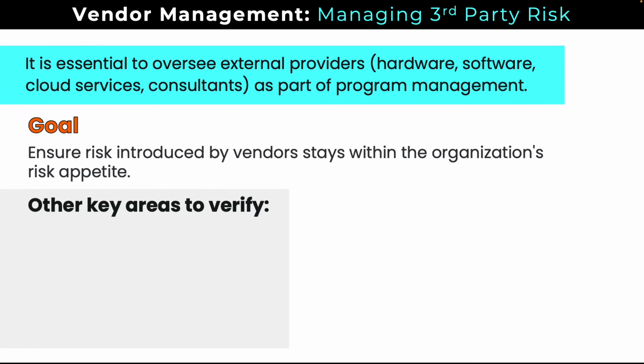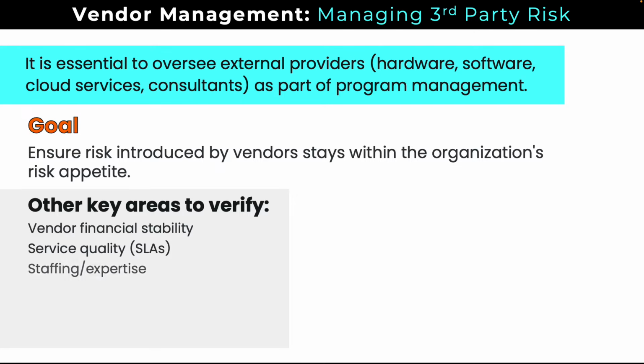So other key areas we'll want to verify would include financial stability. We want to make sure that when we choose a vendor for an important function that they are going to be around for a good long while. We want to establish service quality standards, so we want SLAs, and we'll put those into contracts and make sure they're appropriately worded and enforceable. Staffing and expertise. We want to make sure that when we contract a services partner, for example, or maybe a managed security provider, that they have the expertise on staff to fill those gaps that we don't have in-house if that's what we're contracting for. That they adhere to our security policies.